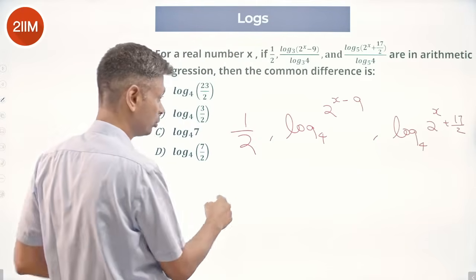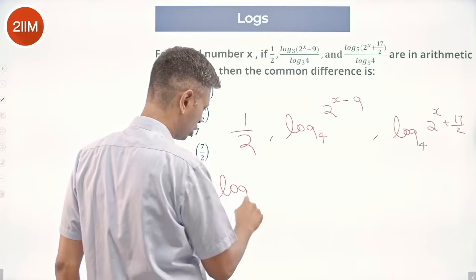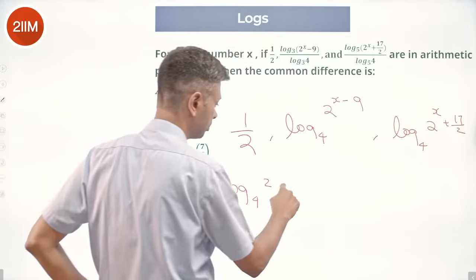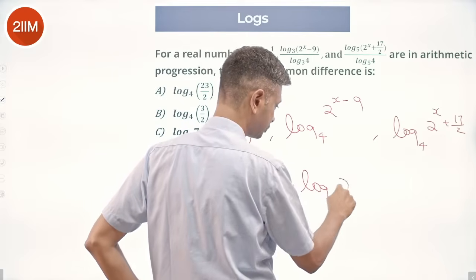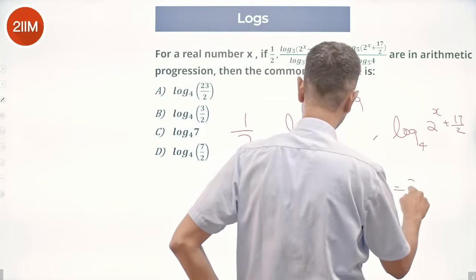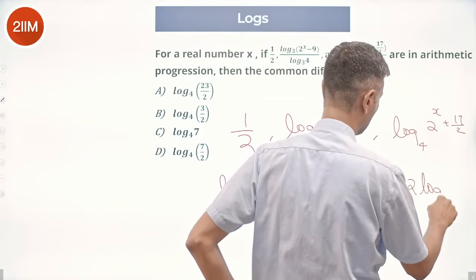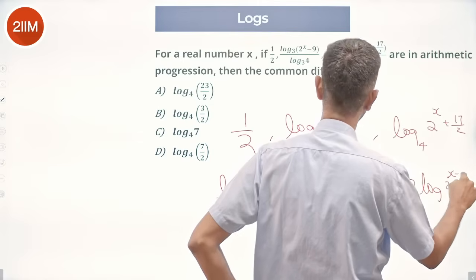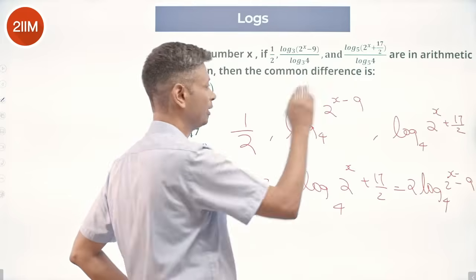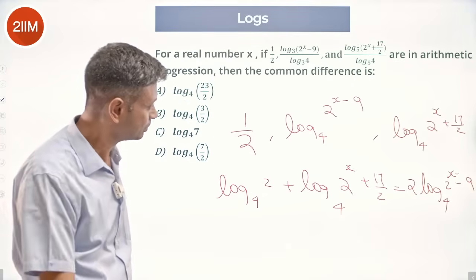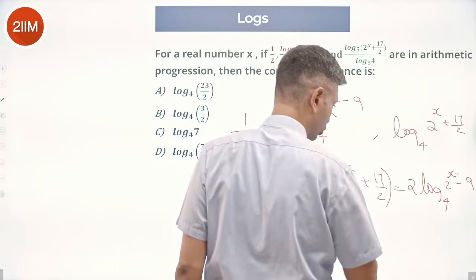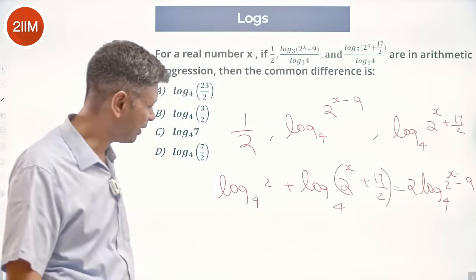So half, I'm going to write this as log 2 to the base 4, that is half, plus log of 2^x plus 17/2 to the base 4 equals 2 times log of 2^x minus 9 to the base 4. So this plus this, I'm going to put a bracket around this because it's very confusing, is equal to that. Now, this becomes a far simpler question.